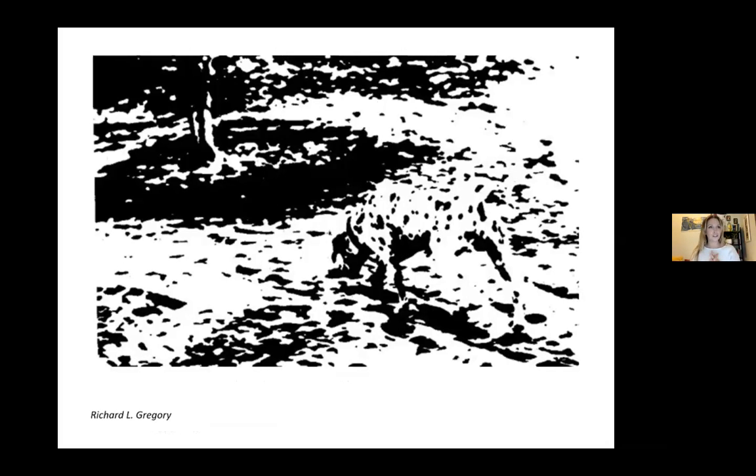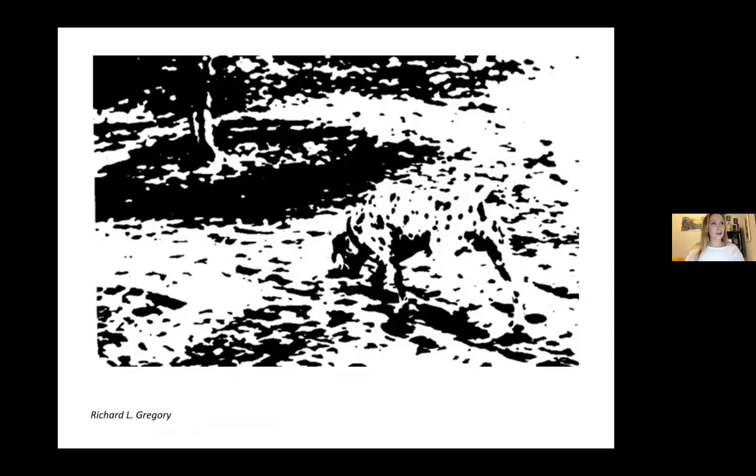And perception is also impacted by context. So I'll give you a moment to see what you can gather from this picture. You may or may not have seen it. I don't know if anyone would like to venture a guess, but. Okay, so it's a Dalmatian.